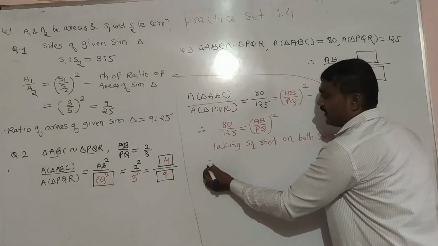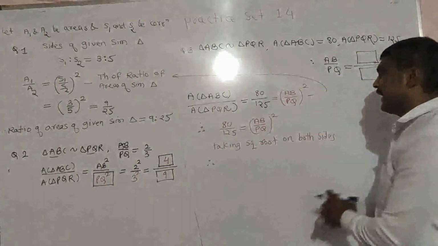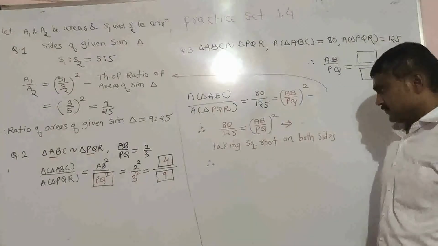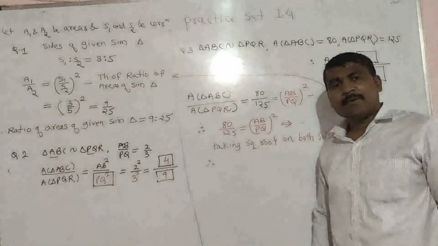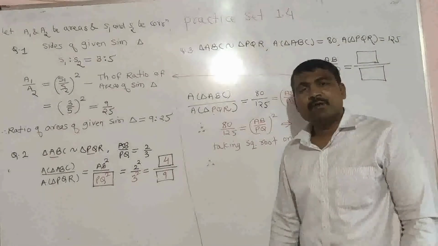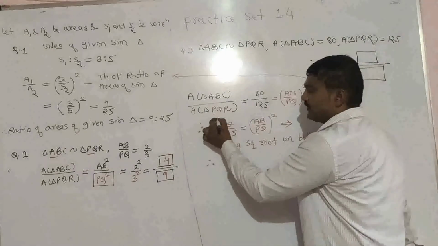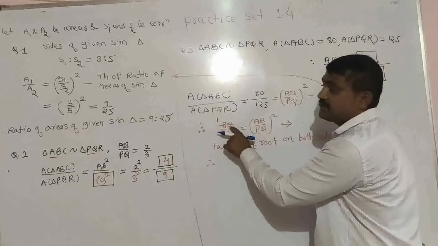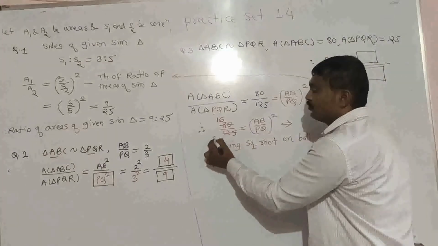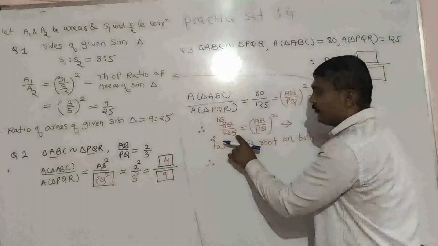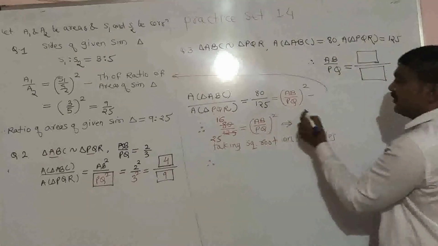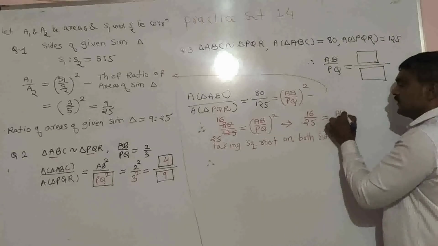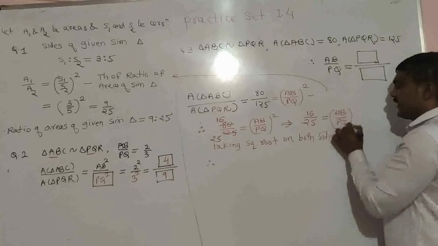So we can write the square root of 80. Before that, I am completing one step. 80 upon 125 is there. Both are divisible by 5. 5 1s are 5, what is left? 3. Take next 0, it becomes 30. 5 6s are 30. Next 5 becomes 25, 5 5s are 25. So here the number is 16 upon 25 equal to (AB upon PQ) bracket square.